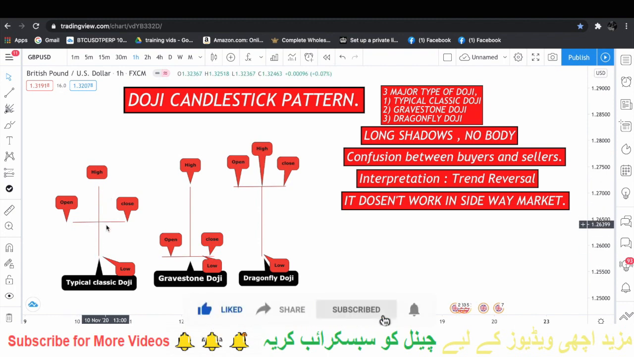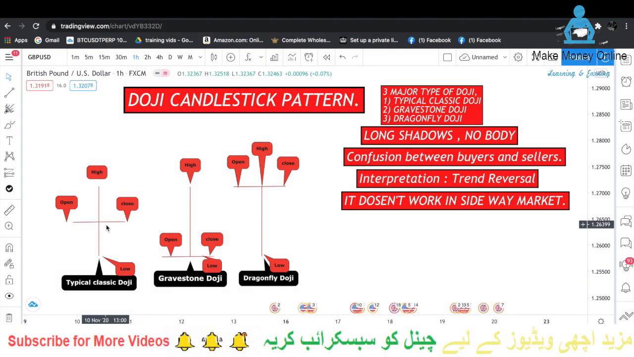So what does it indicate? It indicates that there is a tug of war between the buyers and the sellers. The buyers and sellers are both in a state of confusion about what to do and what not to do.